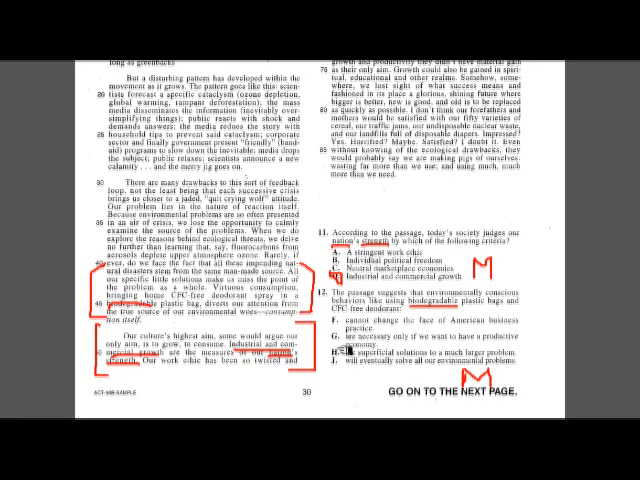The correct answer will be answer choice H, a superficial solution to a much larger problem. You can see that coming from right in here. Little solutions make us miss the point of the problem. It's an easy rewording. Remember, once you find the correct area, it will be easy to reword. Let's move on to practice problem number 13.